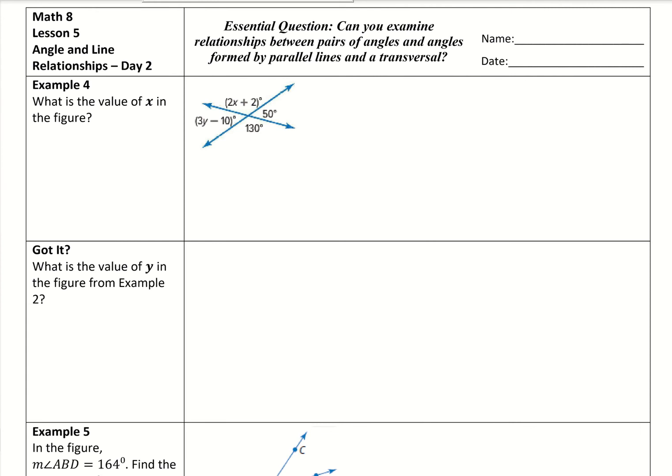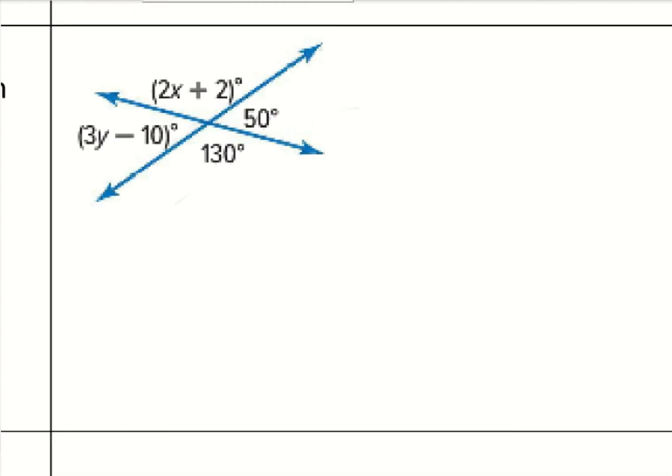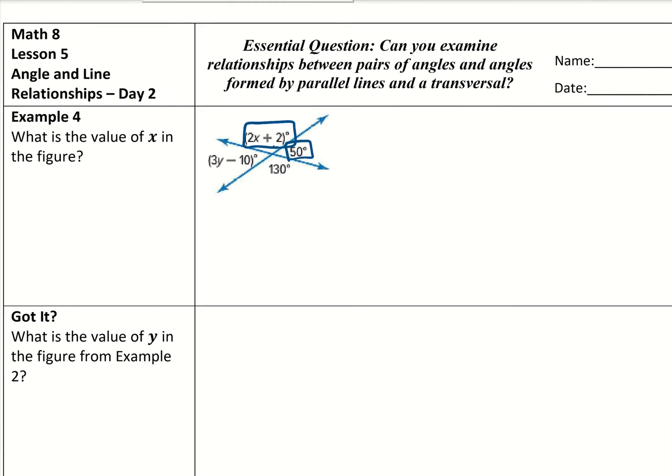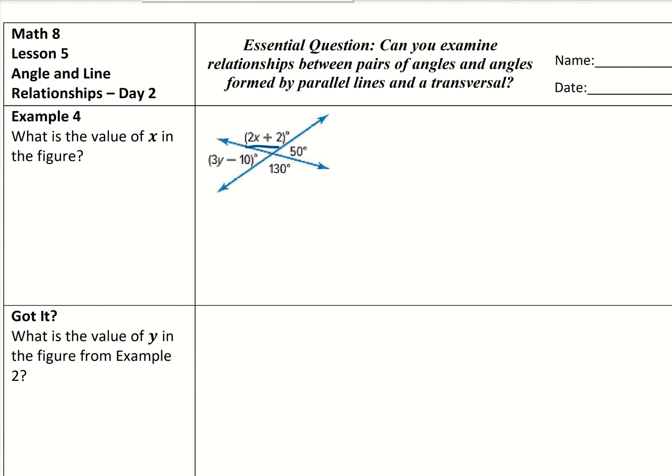When we get here to example 4, you can see we have the question, what is the value of x in the figure? There are a couple different ways that we can go through doing this. First of all, we can see that these two angles are adjacent supplementary angles. So we can look at those to figure it out.